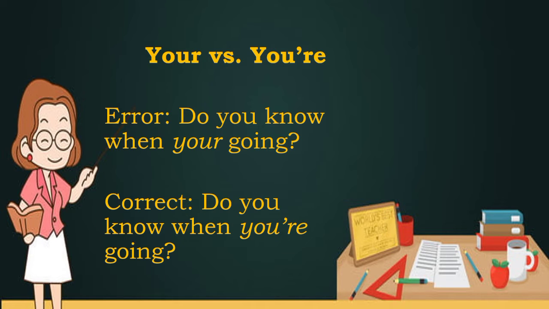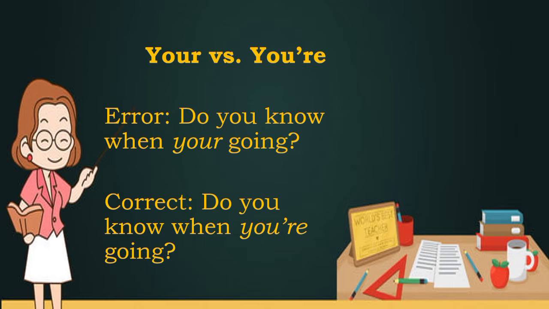My first grammatical error is your versus you're. Your, without an apostrophe, is a possessive pronoun that describes ownership of an item. You're, with an apostrophe, is the contraction of you are. So, for example, this one: Do your know when your going?